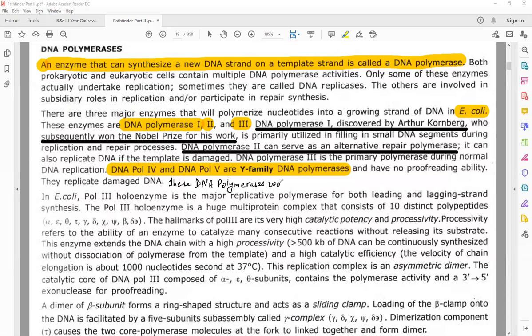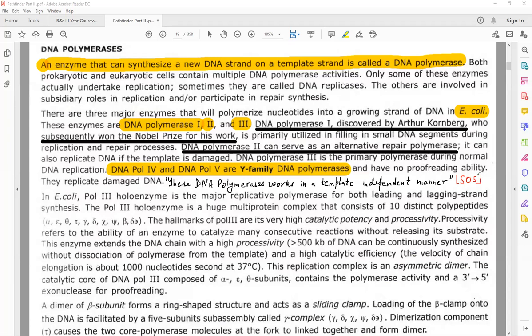They work in a template independent manner. There is no template whatsoever required for the action of the Y family DNA polymerases. These DNA polymerases are functional in a repair system, and that repair system is referred to as the SOS repair system.